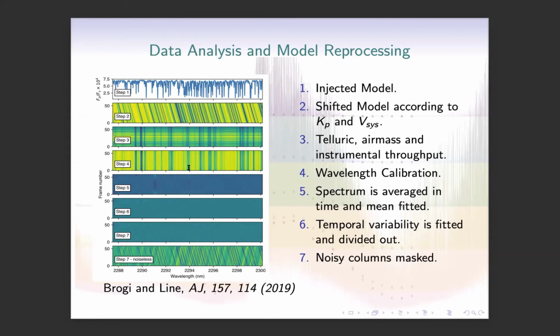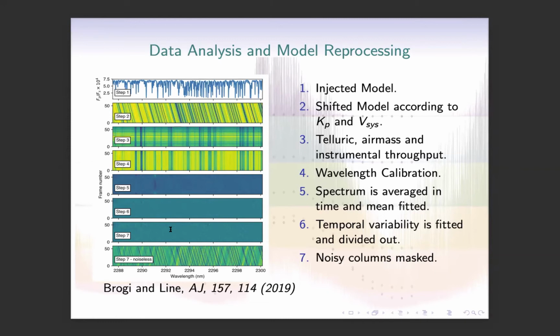And then you can remove those effects as the data analysis does, to effectively match your model with the data. So you average in time, and then you fit the mean, and then you remove the temporal variability. And then finally, you end up with something that looks something like this. Now, your model is in there, it's just buried in the noise, because the noise is significantly stronger than your planet signal, but it is there.